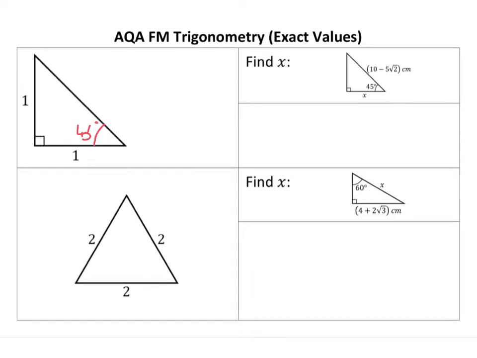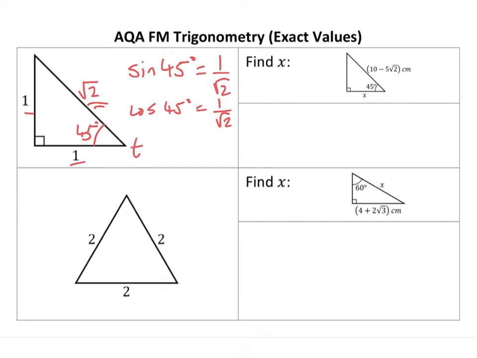Now, using trigonometry, Pythagoras, I know that that's root 2, 1 squared plus 1 squared, all right? So from this, I can find out that sine 45 is 1 over root 2. I know that cos 45 is also 1 over root 2 because it's that over that, isn't it?